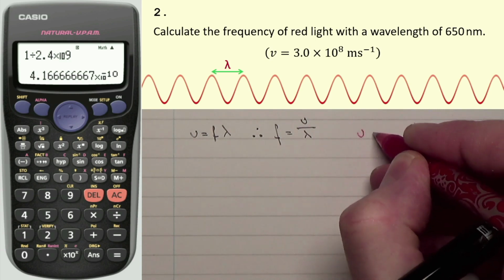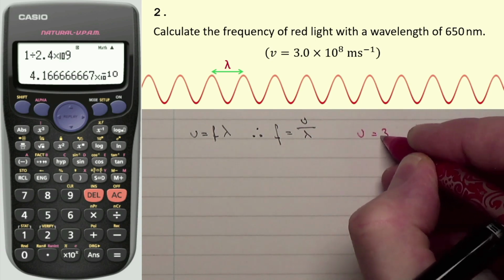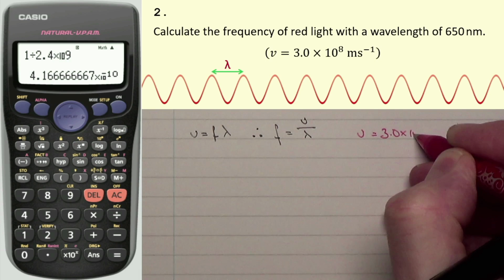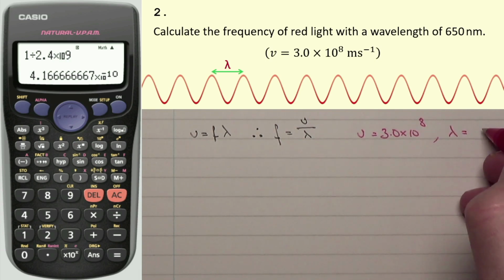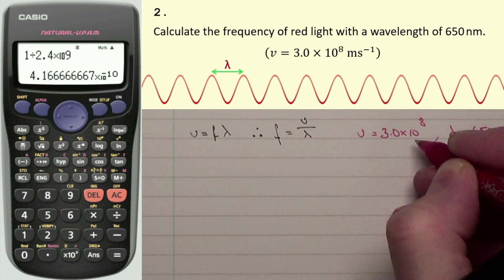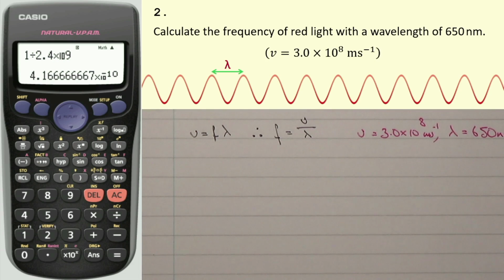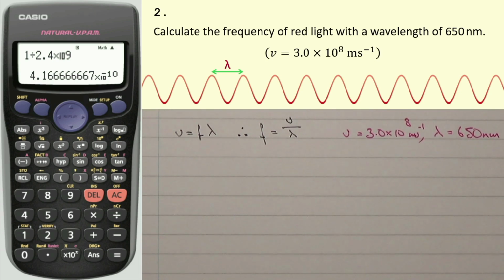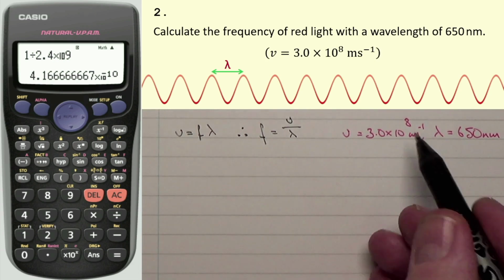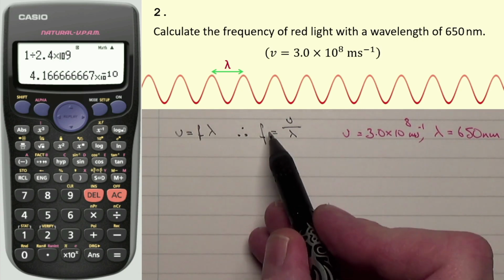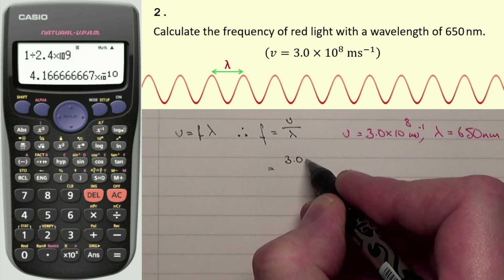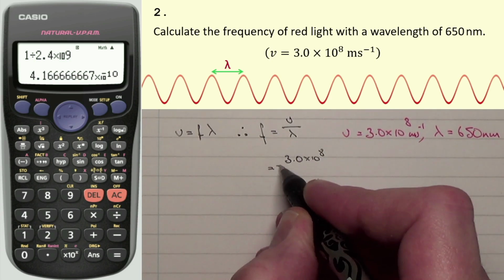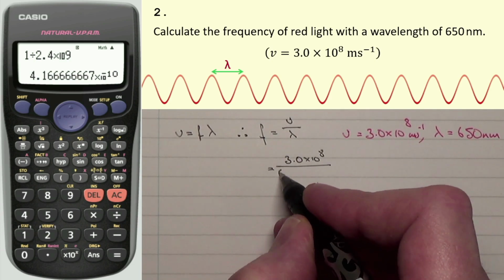Now, we're told in this question that V is 3.0 times 10 to the power of 8, and we're also told that lambda is 650 nanometers. Of course, that's meters per second. There we have it. Now, if I was substituting these two values into this equation, I would write 3.0 times 10 to the power of 8 divided by 650.